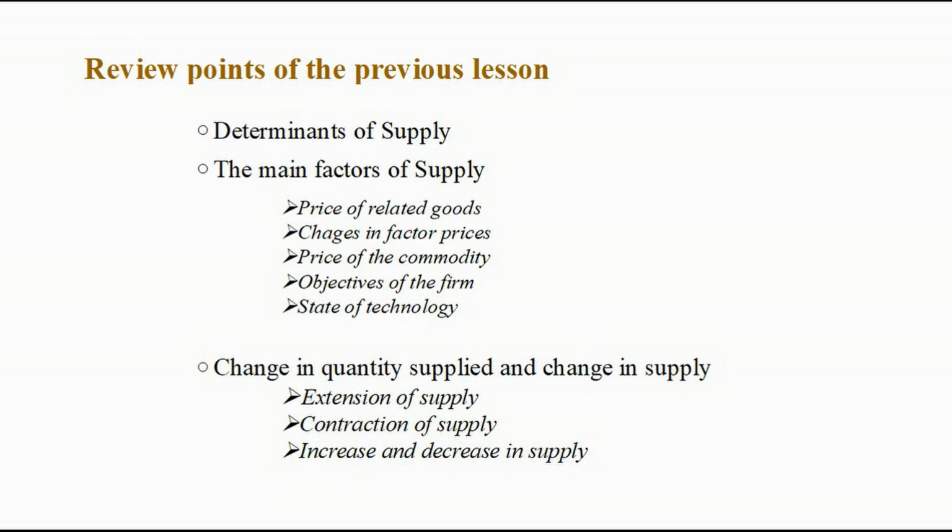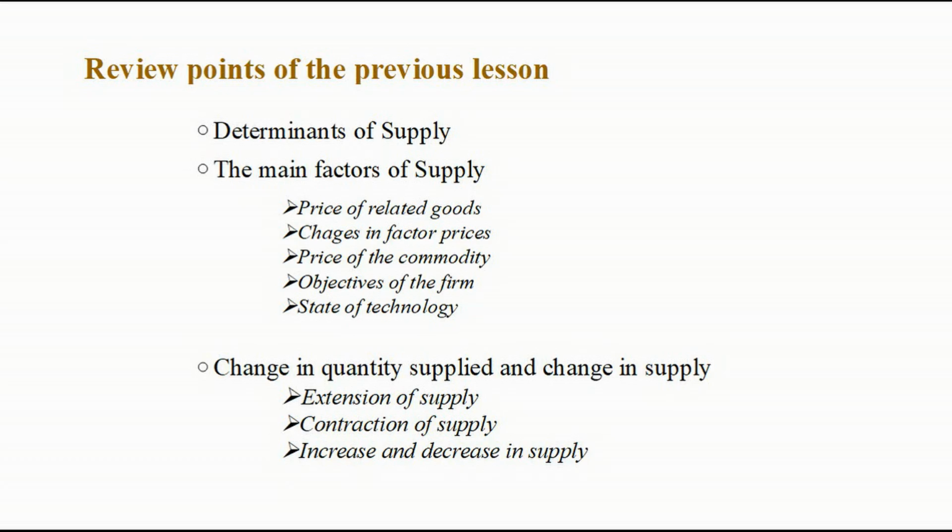In the case of a shift in the supply curve, or change in supply, factors other than price are the main factors which result in a shift or a change in supply. The price of the commodity during this time will remain constant. There will not be any change in the price of the commodity. But factors other than price result in change in supply or shift in the supply curve.